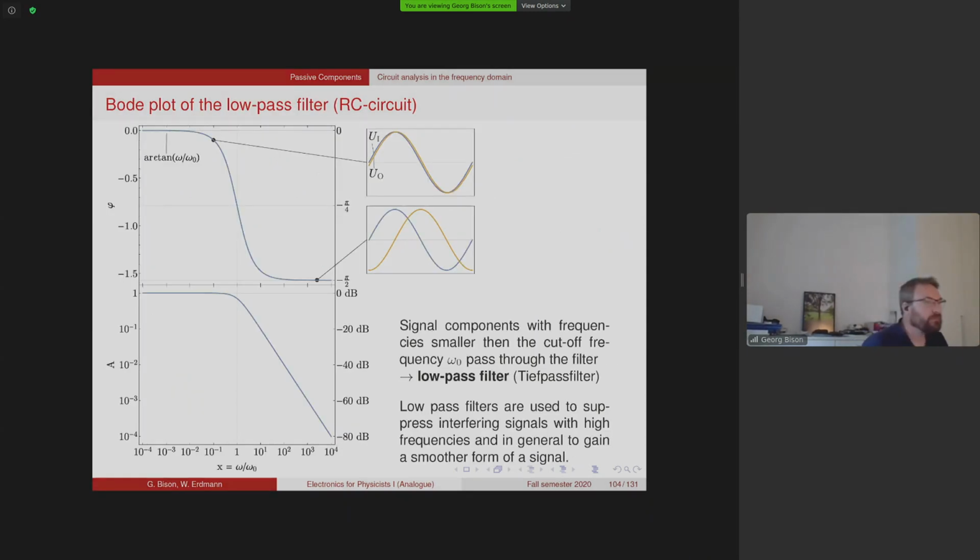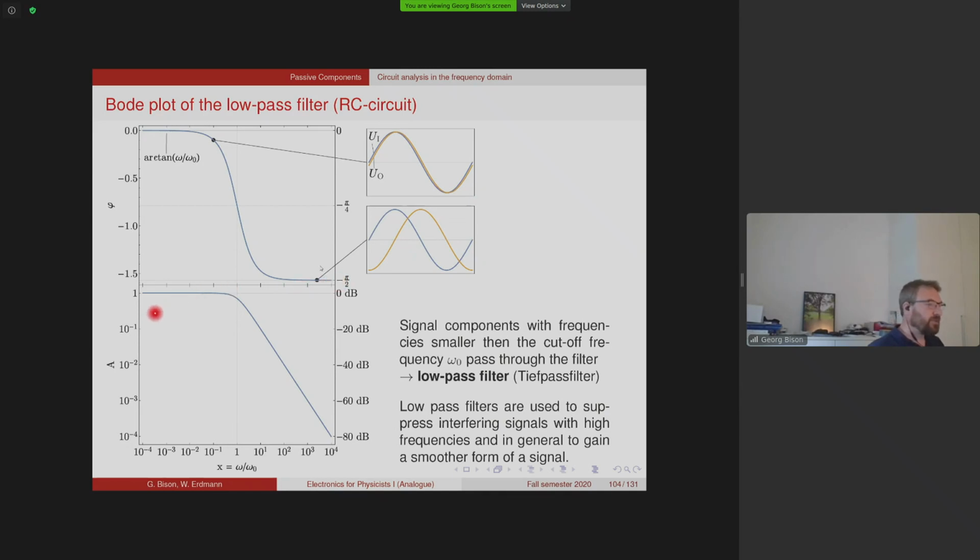Okay, this is the Bode plot of a low-pass filter. This is the function we've just seen, and this is the phase. What does that mean? At small frequencies, the output and the input oscillations are in phase. And at larger frequencies, they are out of phase by pi/2, so by 90 degrees.